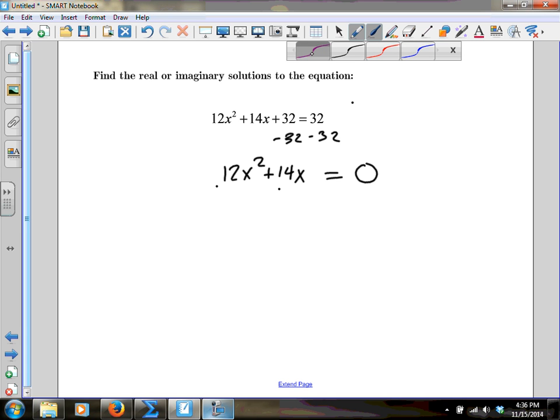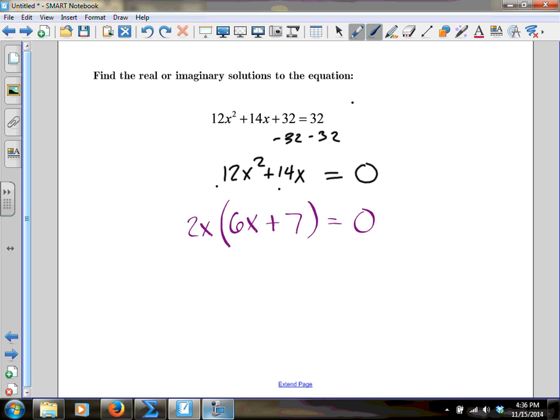I can take a greatest common factor of 2x out of this. We've talked about this in classes like undistributed. So when I take 2x out of 12x squared, I'm left with 6x. If I were to re-multiply those together, they would multiply back to 12 and x squared, just like I would hope. The 14x, when I pull 2x out of it, becomes 7.